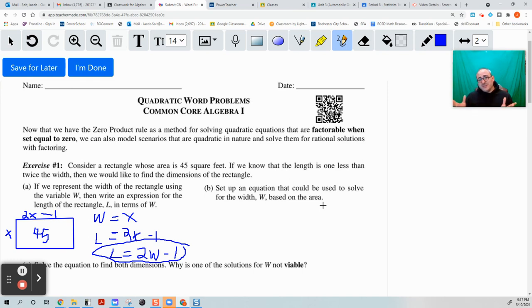The beauty of video is you can pause me at any time. Get yourself some think time. Through the magic of video, you pause me, I'm unpaused. All right, let's think about this. So I've got to set up an equation.